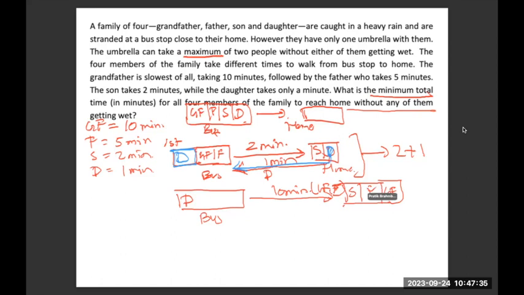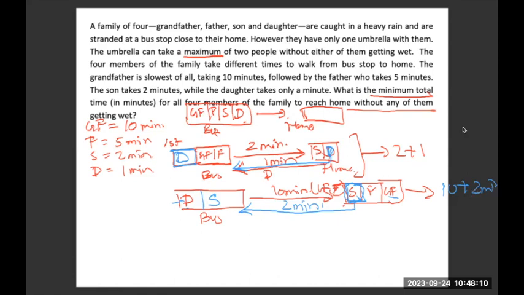This is father. They take 10 minutes. In the next situation, the son will go back to the bus stop to get the daughter home. The son will take 2 minutes. So in this situation when the son goes back, I have grandfather and father at home and I have son and daughter at the bus stop. So far I have observed 10 plus 2 minutes.